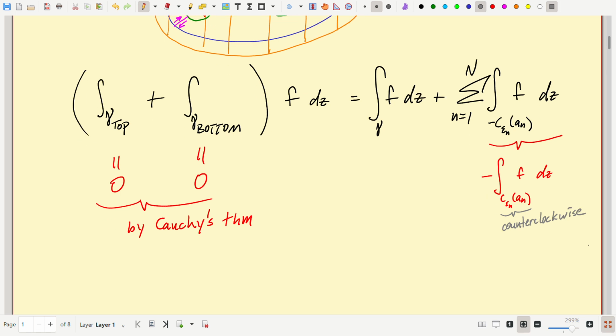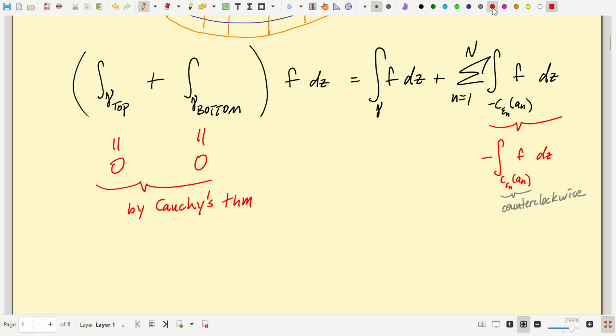And that's the baby residue theorem. That integral is 2 pi i times the residue. So this one is equal to minus 2 pi i times the residue at the center of f. And so when I put those on the other side, I get the residue theorem. Questions about that? That's how you see it.